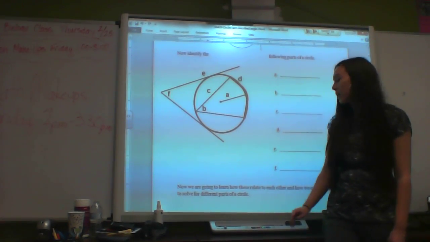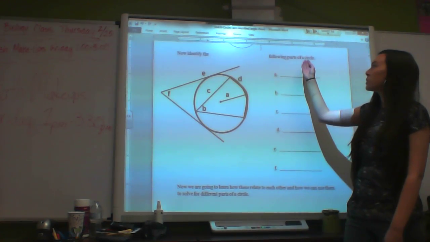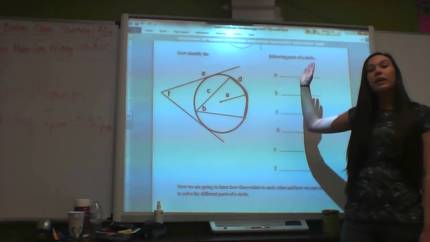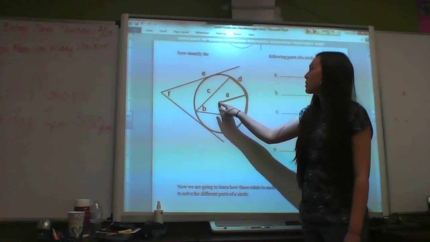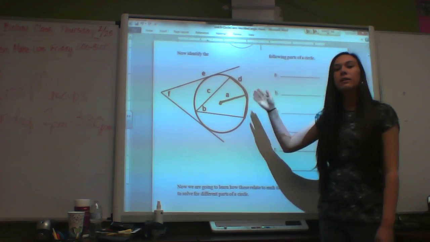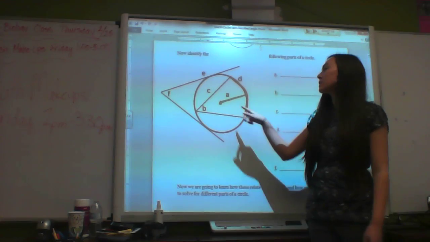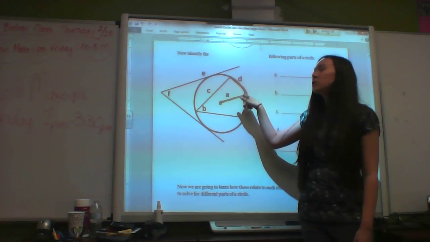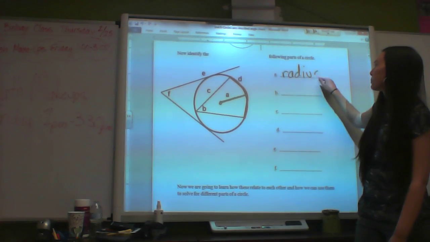Okay, great. You guys have had a couple minutes to think about this. So, first we're going to try to identify these different parts. So what's A? So A is right here. So what is this line right here? Good, a radius, right? It just goes from the center to the outside of the circle. So this is a radius.